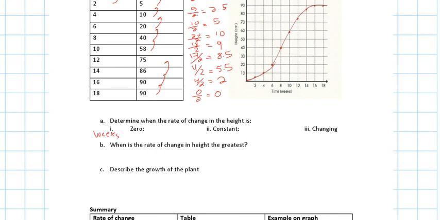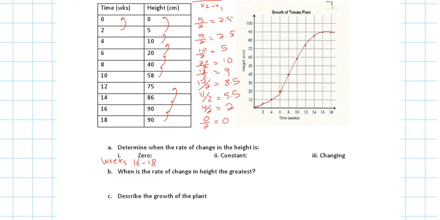Okay, how about when is it constant? So if you look at the average rate of change, the only time that it's constant is the first two, right? So that's between week 0 and week 4, okay? And then when is it changing? And that would be from week 4 to 16.